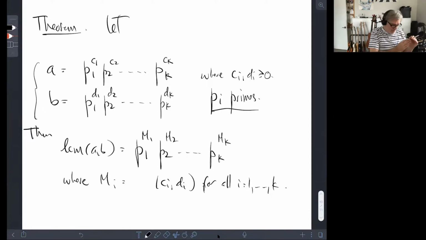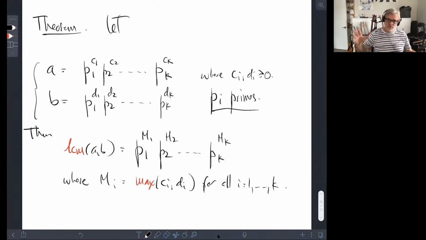Now I want A and B to divide this number, so the exponents Ci and Di have to be at most Mi. It has to be bigger than both of those. And to make it as small as possible, I'll just take the maximum. Okay, so that's the trick. So that's the change here. I should maybe write it in. You know what, here's what I'm going to do. Here we go. Isn't that cool?